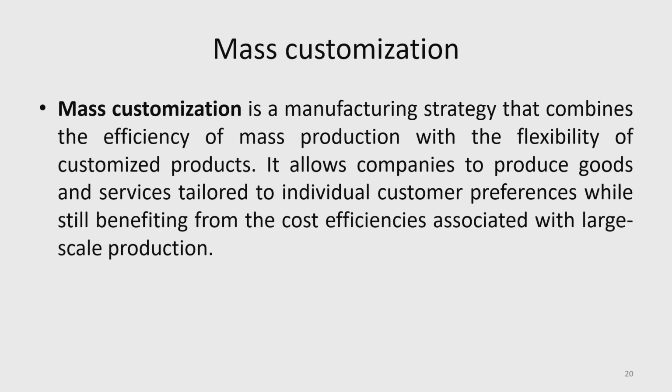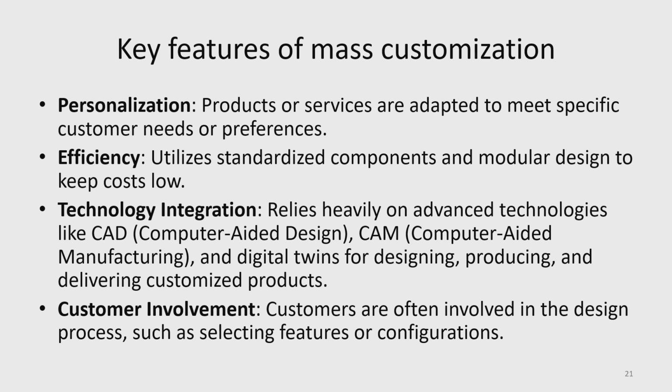Now there is one thing called mass customization. Mass customization is a manufacturing strategy that combines the efficiency of mass production with the flexibility of customized products. That means I will make the things in mass only, but some special features will be there. So it allows companies to produce goods and services tailored to individual customer preference while still benefiting from the cost efficiency associated with large scale production. We can give many examples of mass customization, but let us first discuss key features of mass customization.